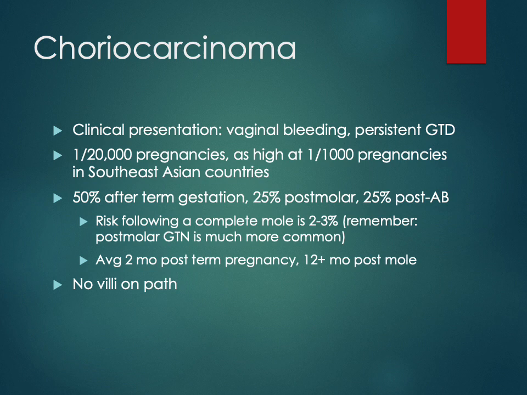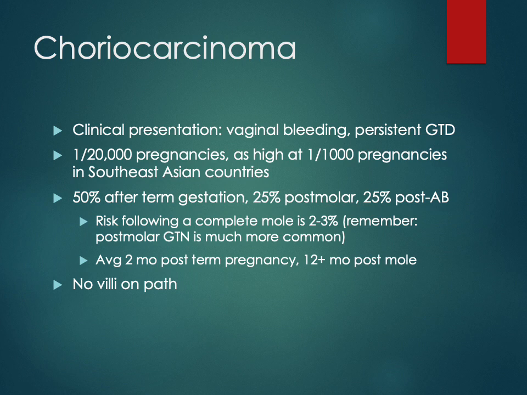So choriocarcinomas typically present with vaginal bleeding or persistent HCG elevations. They occur in about 1 in 20,000 pregnancies, but again, for Southeast Asian women, it's as high as 1 in 1,000.